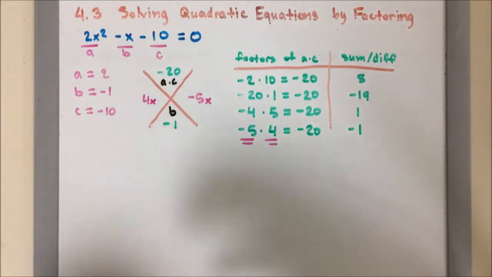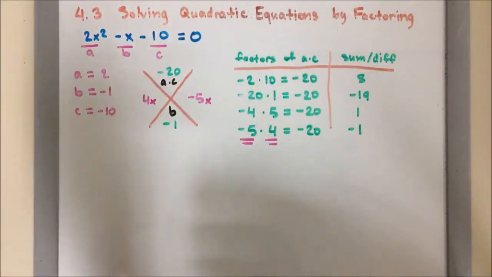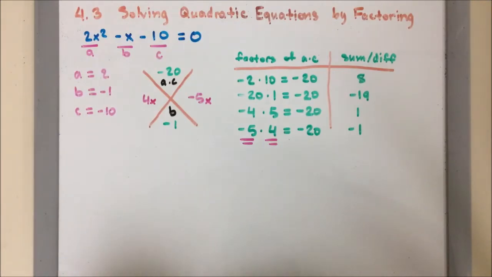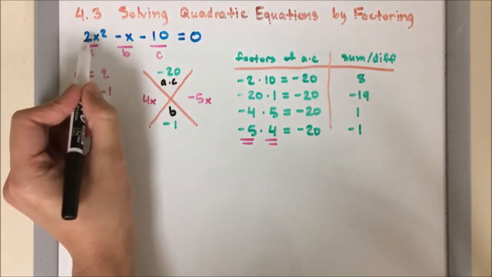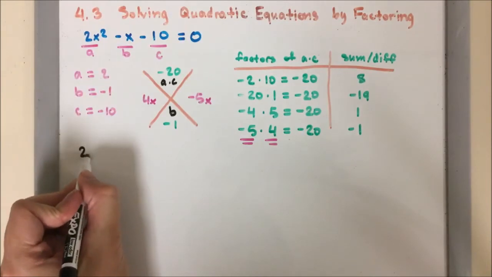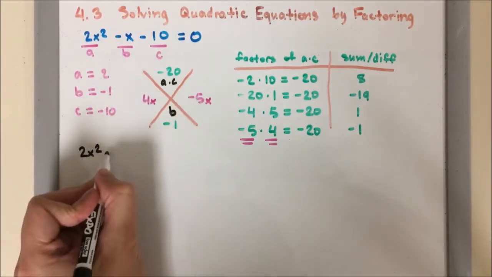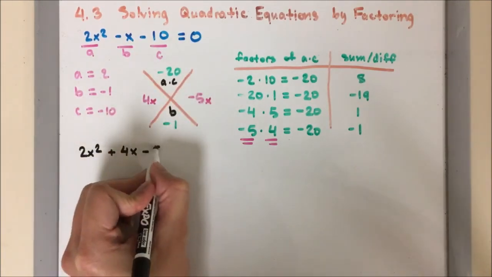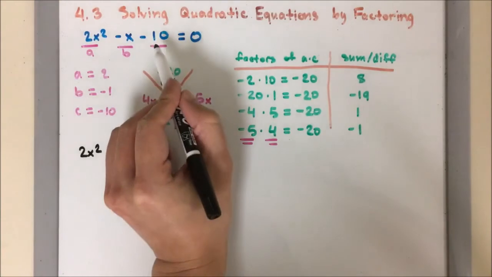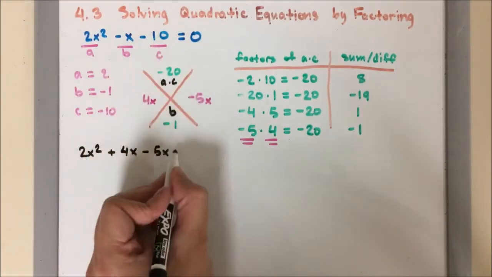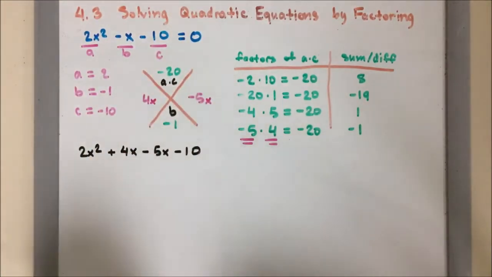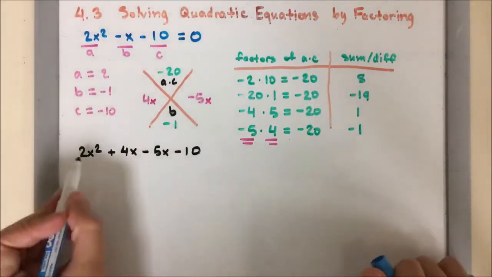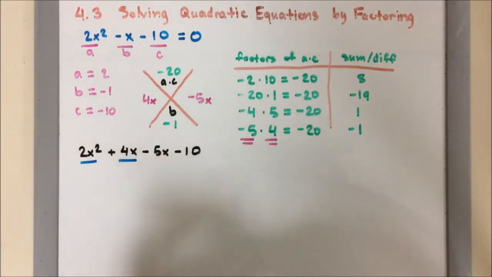So once you finish identifying the correct pair of factors, then I'm going to set up my work for grouping. I'm going to first write the first term, so 2x squared. Then I'm going to write plus 4x because it's positive. Here I'm going to write minus 5x because it's negative. And then I'm going to write the last term, which is minus 10. Alright. I'm going to underline the left side in blue. And then I'm going to underline the right side in green.